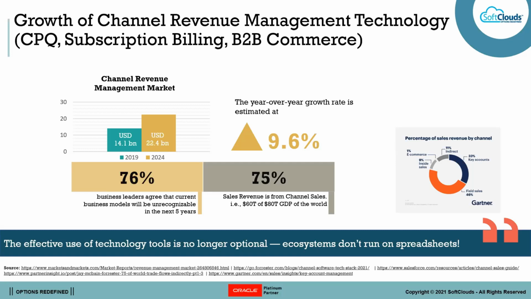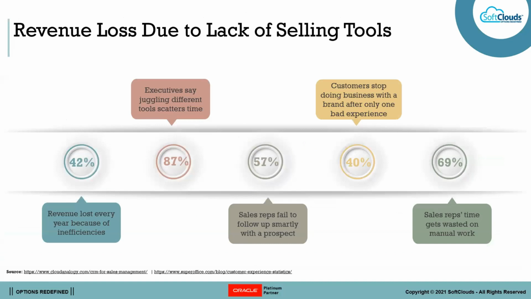So what we're going to see is that 75% of sales revenue will be coming from channel sales. And as a result, there's a definite need for an effective use of technology tools. It can't be something optional. It can't be running the old way on spreadsheets and in methods that are not highly automated. It has to be a very automated system. It has to be a way of managing things properly and efficiently.